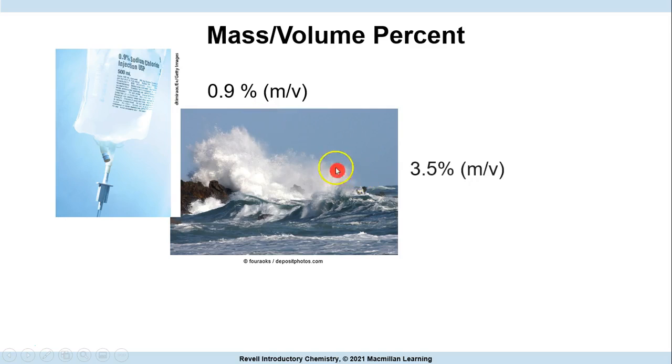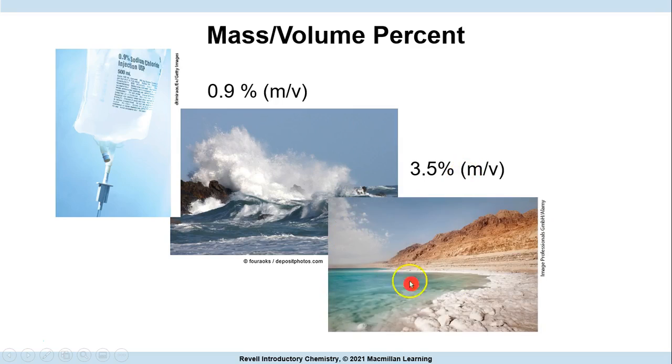Now, seawater contains 3.5% salt in 100 milliliters. In the Middle East, there is the sea that is called the Dead Sea, and it has a very high concentration of salt in water. The concentration is 34% mass for volume, which means that if you take 100 milliliters of the solution, 34 milliliters of that solution will be the salt.